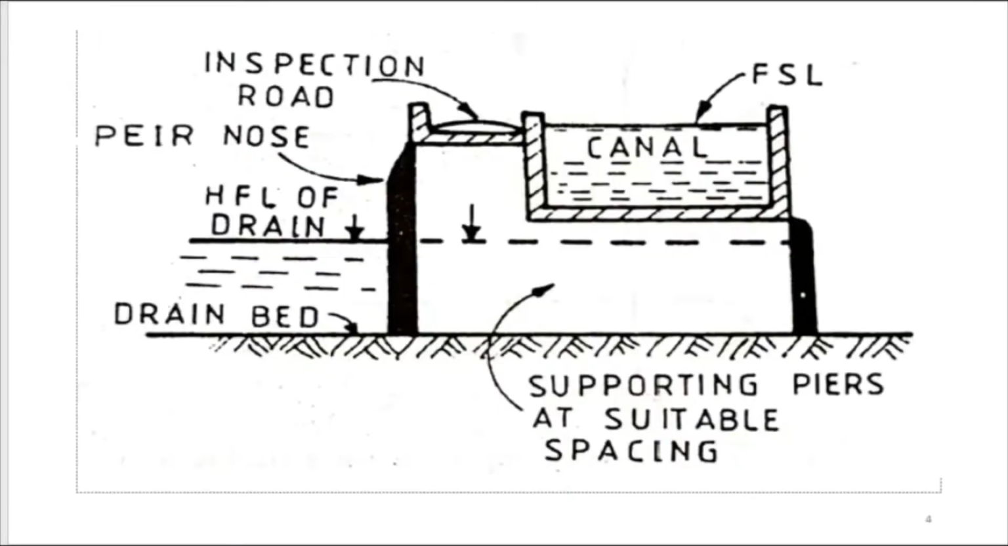This is a typical layout of a type 3 aqueduct. As I have said, aqueduct is nothing but the canal bed level is above the high flood level of natural drainage, and the entire cross section will be of artificial material such as concrete, and some inspection road will also be provided.